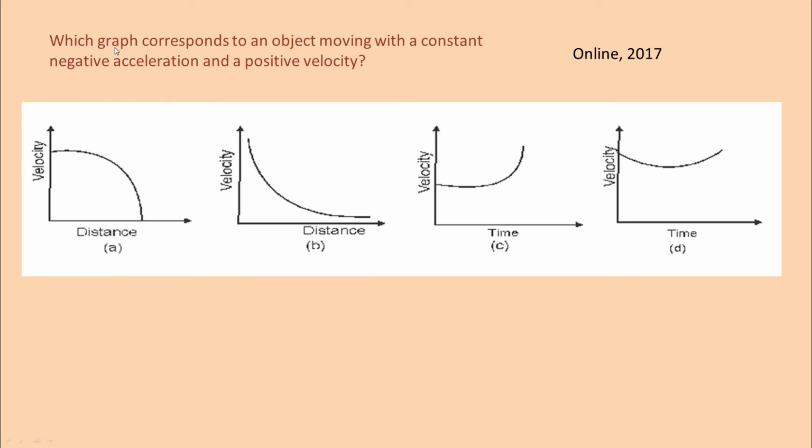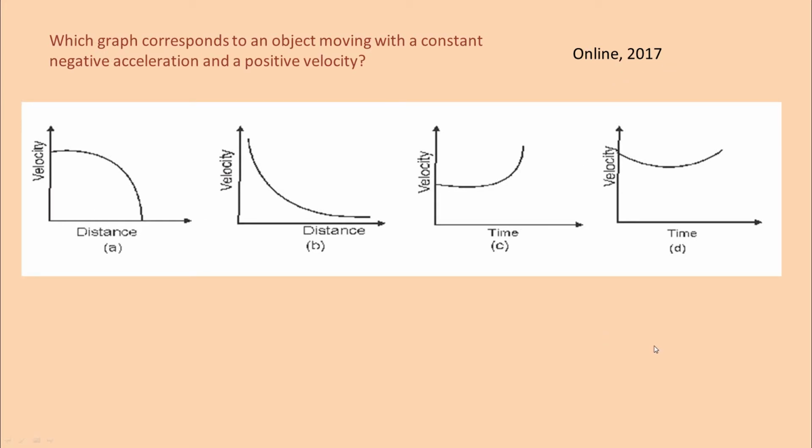Next question. Which graph corresponds to an object moving with a constant negative acceleration and a positive velocity? Graphs are given. We have to find out which graph corresponds to an object moving with a constant negative acceleration and a positive velocity. This question was asked in JEE Main online 2017.